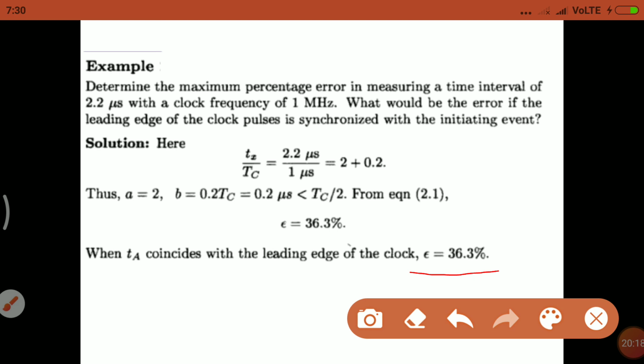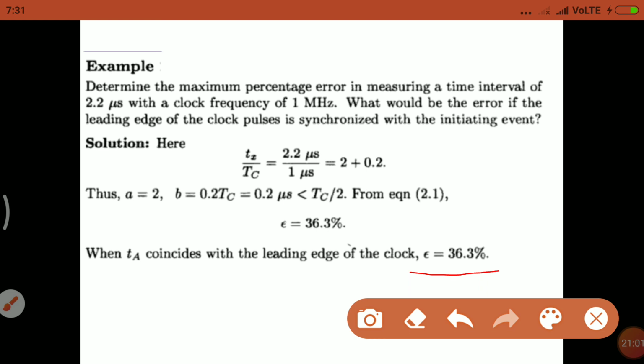36.3%. So the condition at which the value of B is less than or equal to Tc by 2, the error is Tc minus B. In this case Tc is 1 microsecond, the value of B is 0.2 microsecond, so Tc minus B is 0.8 microsecond. So 0.8 divided by the total time interval, that is 2.2 microsecond, we obtain in percentage 36.3% of error. So this one is the last point of this video.